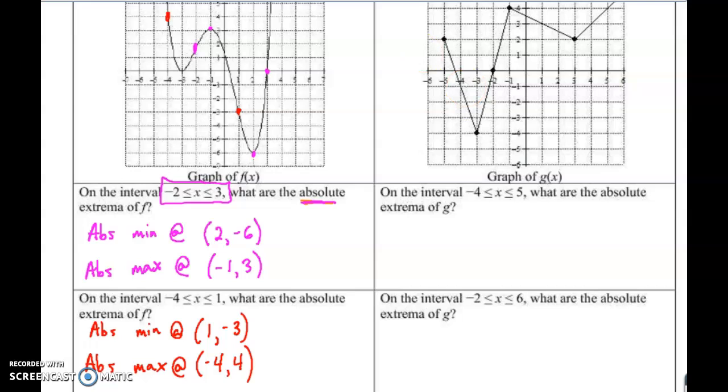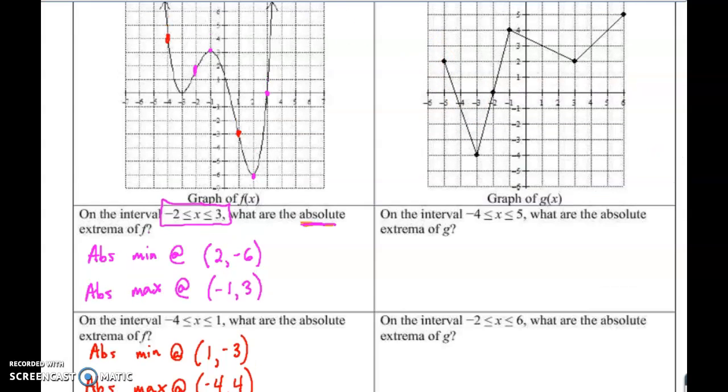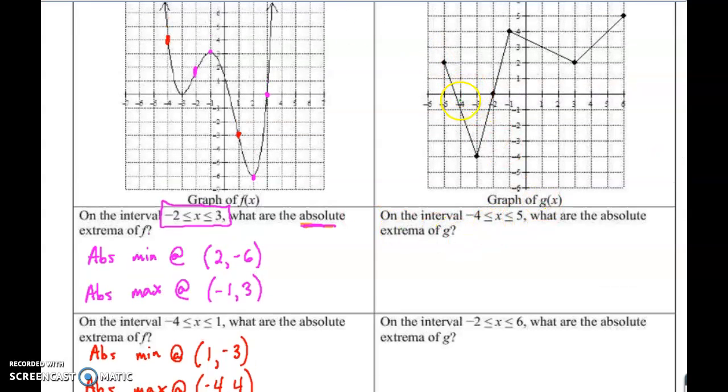And then the same thing for G. Let's just change colors and look at G from -4 to 5. So -4, looks like that's perfect right there. Goes down, back up, down to 5. So there is an absolute min, and looks like it's occurring at the ordered pair -3, -4.